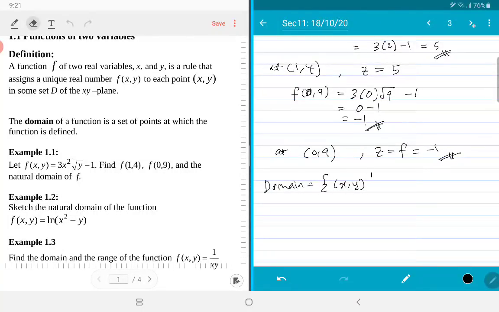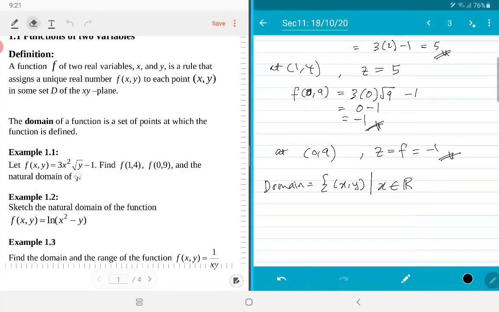Okay, and then we have this line here such that, so now we have to think of the constraint or the restriction for x and y. Is there any restriction on x and y so that the function is defined? Here we have our function 3x squared times the square root of y minus 1. So x occurs here, we have x squared. From previous class, we know that you can square any real number, so there's no restriction on x here. So x can be any real number.